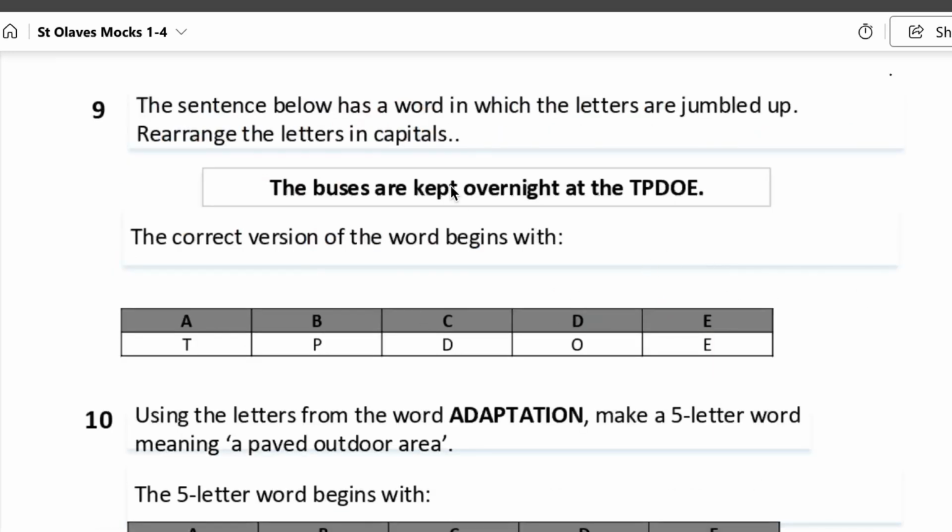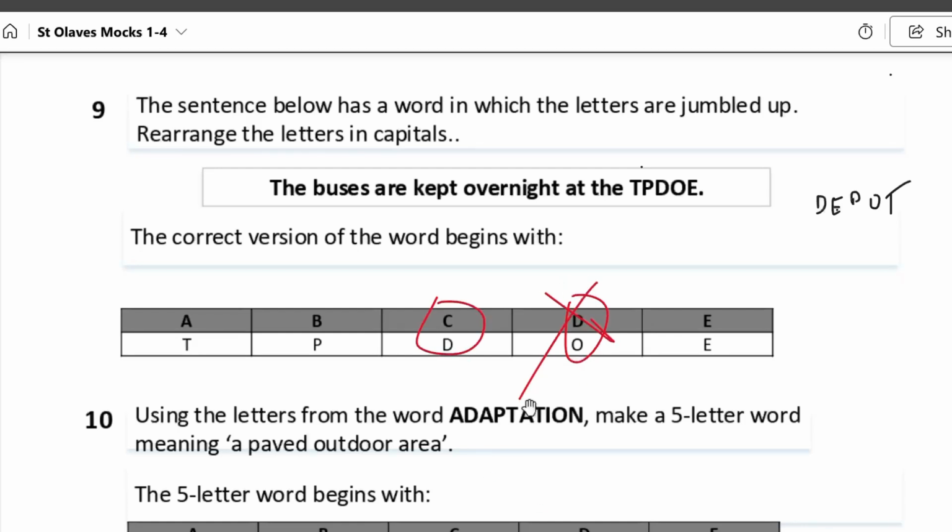Question number 9. The buses are kept overnight at the. You keep buses in a depot. So depot spelled like this. What does this word begin with? The word begins with D. Begins with D, so solution C.